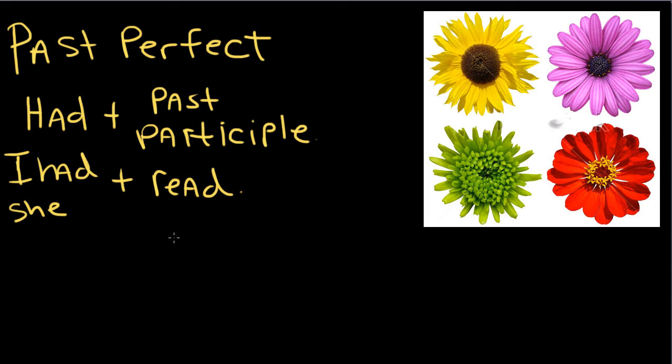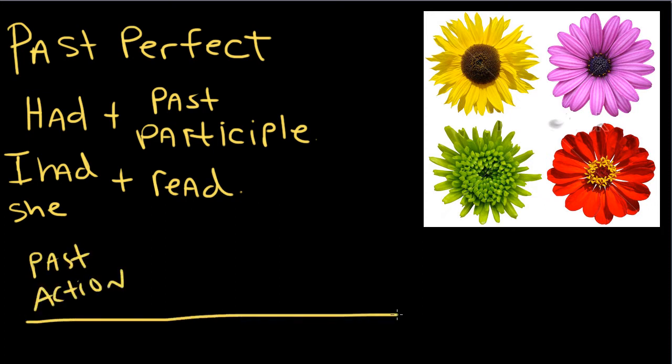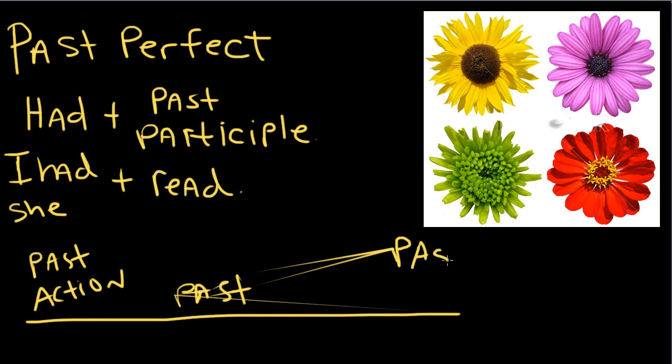So we use the past perfect when we want to talk about something that has happened in the past before another action that has happened in the past. So we have one past action here. Then the past kind of moves along. And then we have another past action. So when we want to talk about the first past action, we use the past perfect because it happened before the last past action. Let's look at some examples because this is all rather metaphorical.